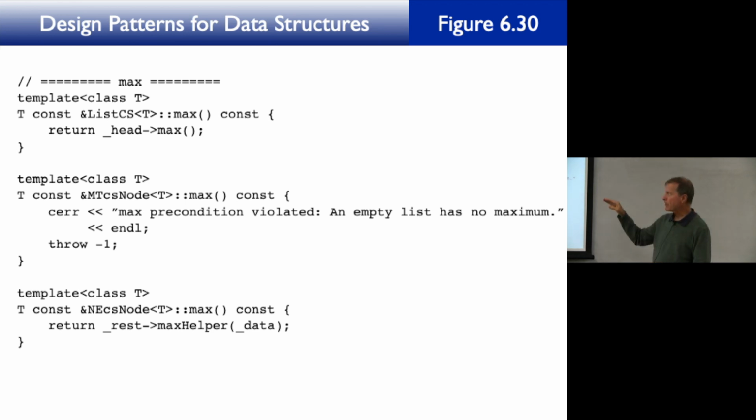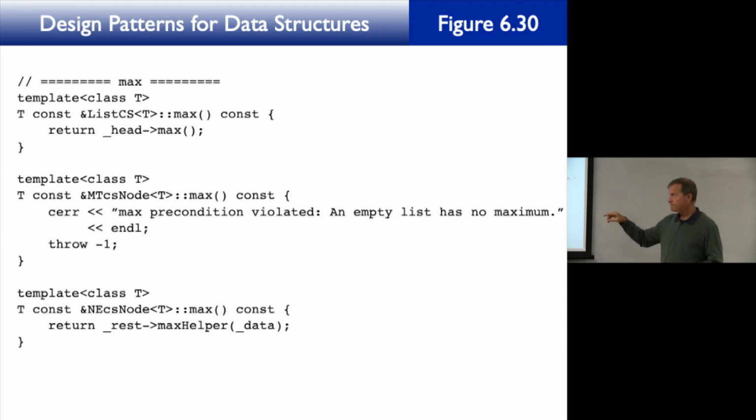The first method there in our list in figure 6.30 is the list version of max. If the main program wants to know what is the maximum of this list, the list receives the request with the max, but the list says, I don't know what the max is, I don't even know if I'm empty or not. So what does the list do? It returns underscore head arrow max. So it calls the max version of the node.